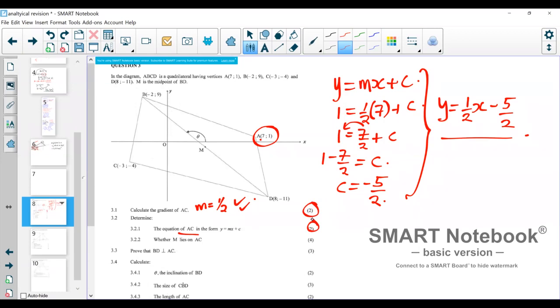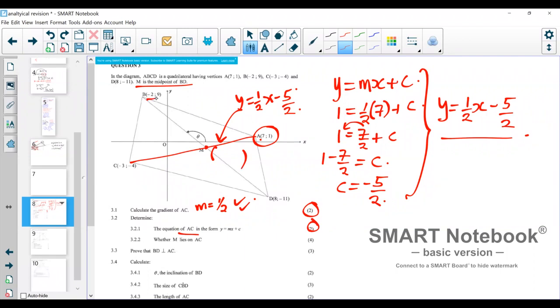Determine whether M lies on AC. Determine whether M, don't just say yes, lies on AC because you drew a line. y equals to what? 1 over 2 x minus 5 over 2. How would I do this? Look at the statement here. M is the midpoint of BD. Just by telling me that M is the midpoint, it means I can get the coordinates of M. Let's go check. How do we get the coordinate?